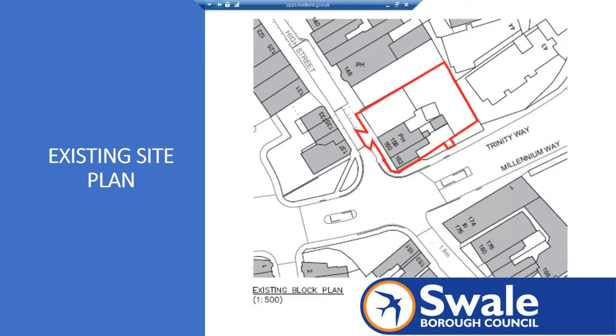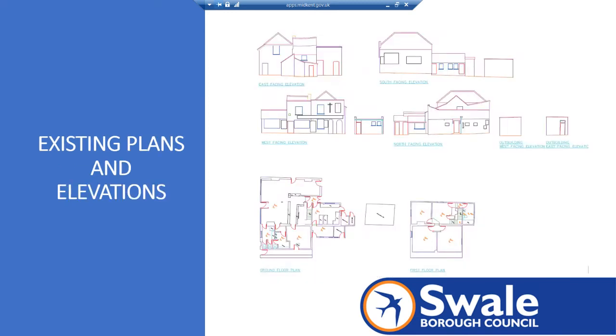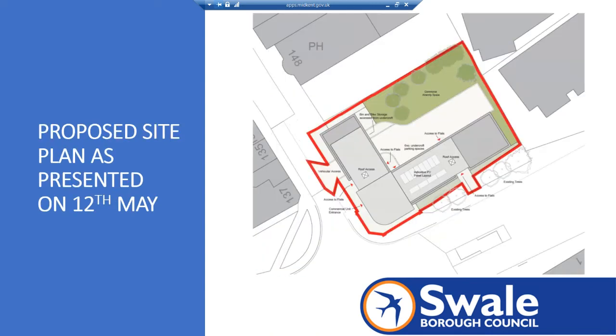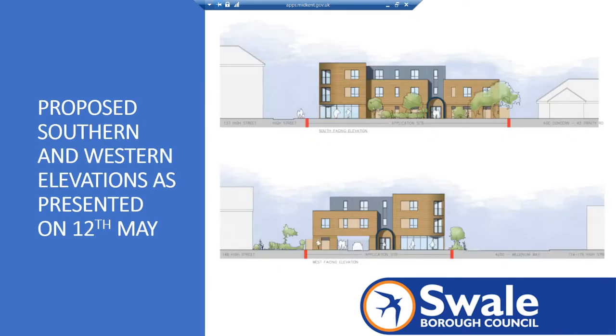So for those of you that weren't present at the 12th May committee meeting, this is the existing site plan. You can see that the site is located in a corner plot at the junction of the High Street and Millennium Way. This is a picture of the existing elevation drawings. And this was the proposed site plan which was presented on the 12th of May. You can see it's a flat roof building with solar panels on the roof, and these are the elevation drawings.